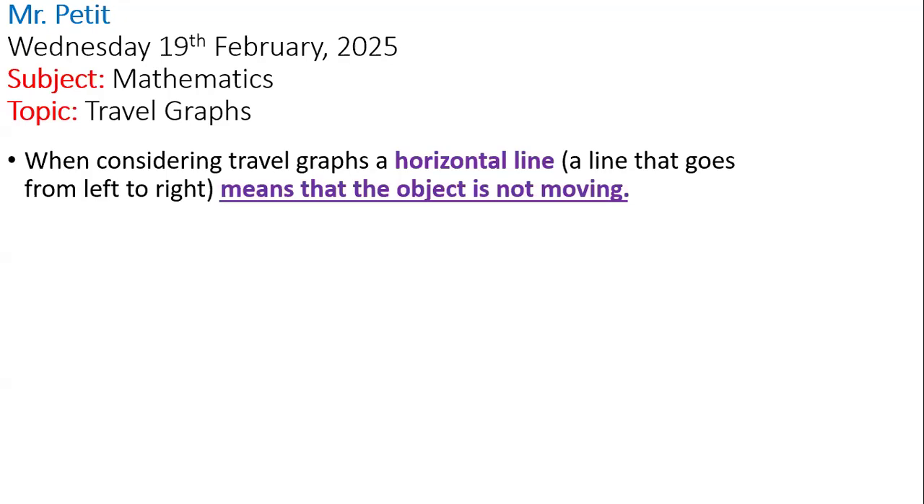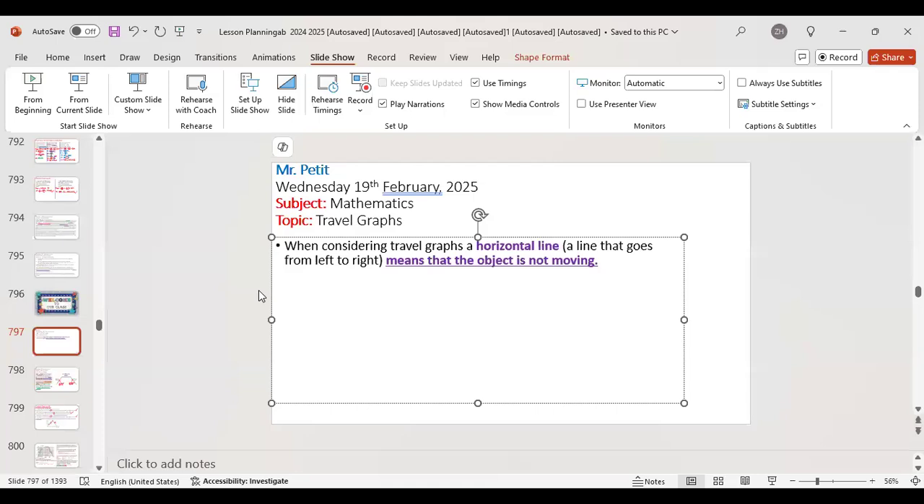Very good. Are we going to use graph paper? Yes, you could use graph paper for this. If you have graph paper, this would be a perfect time to use it. If not, then you have to physically draw it. So that's when it's a horizontal line. It means that it's stationary, it's not moving.